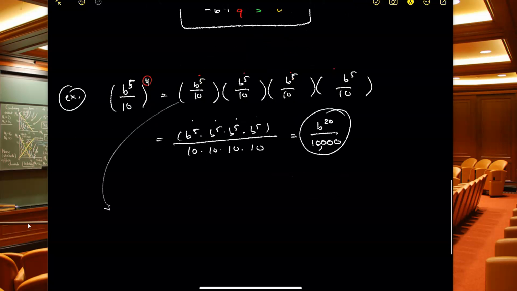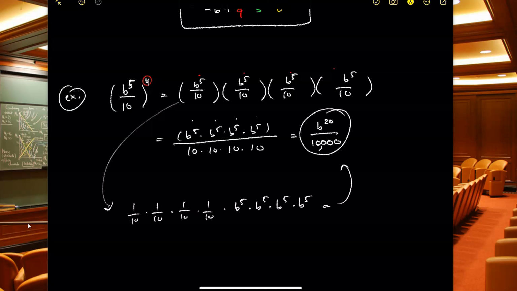The other way that you could have done this that was kind of in line with the other problems we've been doing is pulling off the real numbers to the left and saying this is really like 1/10 times itself 4 times, then times b to the 5th over 1, and that would take you to the same place. So either or.